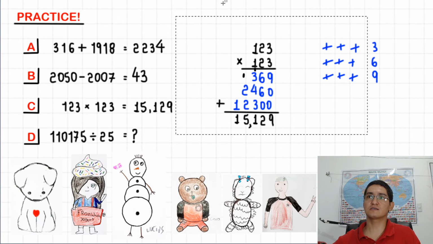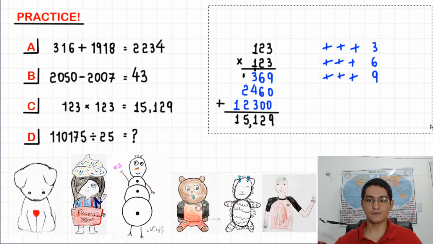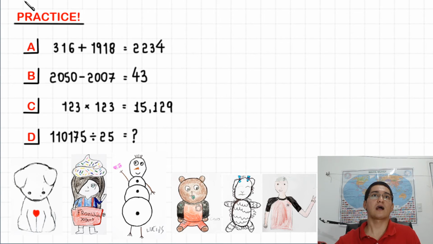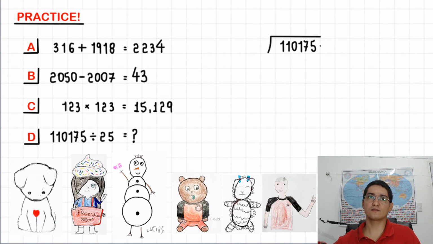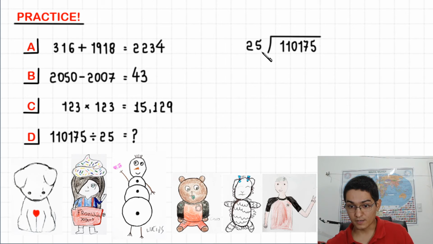And we move on to division. Let me erase this. Okay. And now we have our final test. It is about division. And I want to divide 110,175. Let me copy and paste it here, and I want to divide that in 25 equal parts. So let me get things ready here, putting the numbers in position so that we can start. We are about to divide in 25 equal parts.